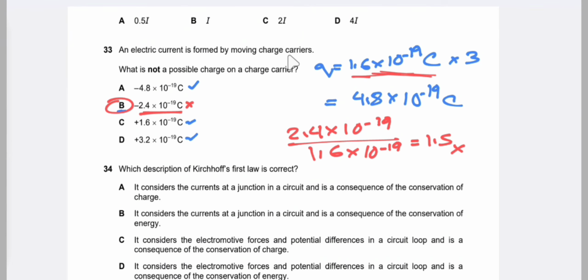Since for a possible charge, we need to find a multiple or submultiple. But we can get a fraction, that is 1.5 or 2.5 or 1.33. Rather, we should get our answer as 2, 4, 6, like this. But since it is 1.5, so this is wrong.